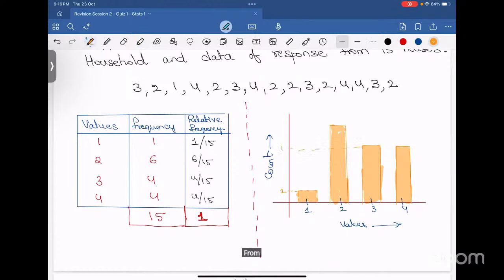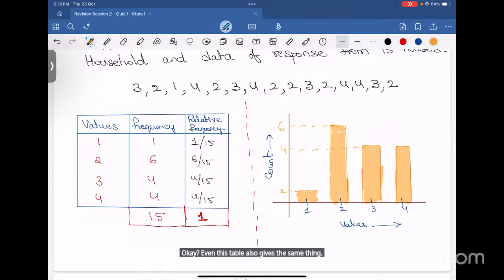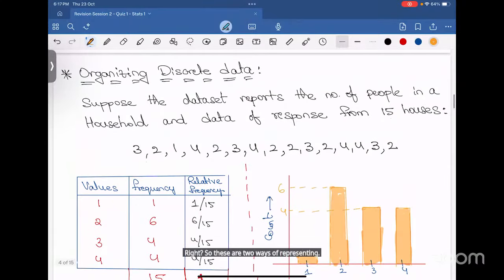From the graph, we can tell the mode is 2, sir. Yes, from the graph, we can clearly see that the mode is 2. We can also compute mean and median. But from this bar graph, we can see which value is highest. You can compare between the values. Even this table gives the same thing. Whichever has the highest relative frequency is the mode. So these are two ways of representing discrete, numerical data.